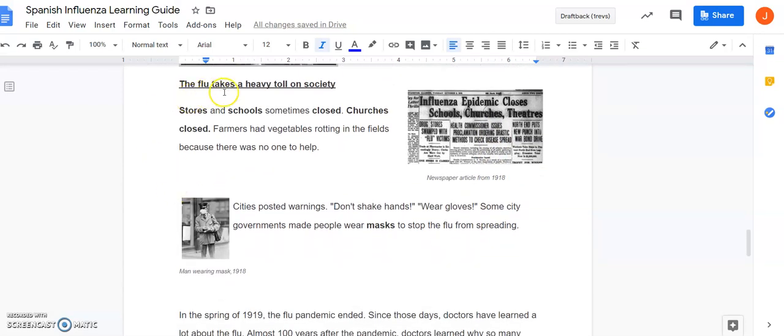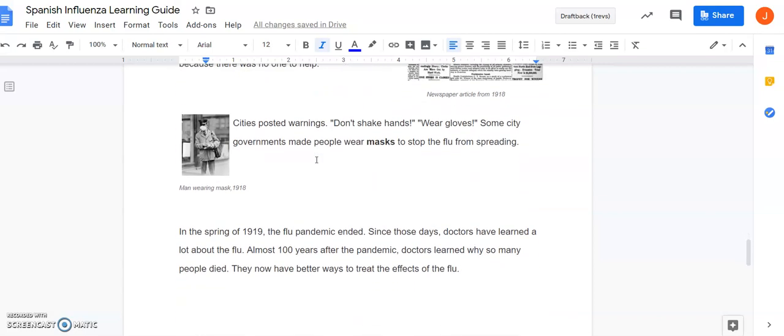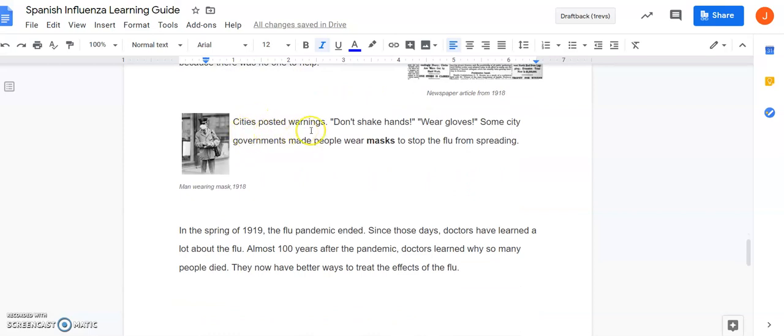The flu takes a heavy toll on society. Stores and schools sometimes closed. Churches closed. Farmers had vegetables rotting in the fields because there was no one to help. Cities posted warnings. Don't shake hands. Wear gloves. Some city governments made people wear masks to stop the flu from spreading.